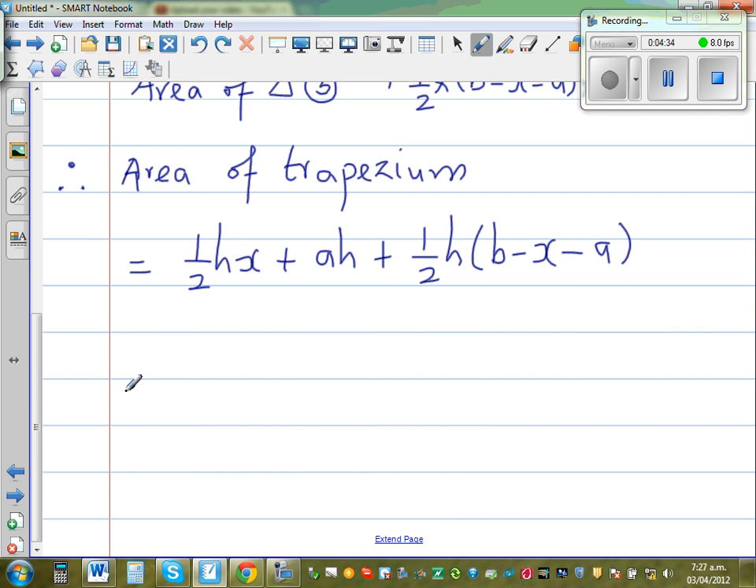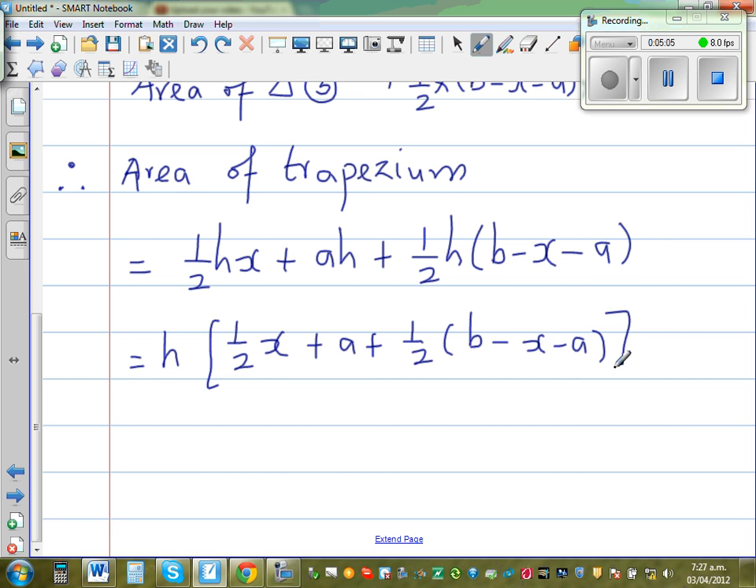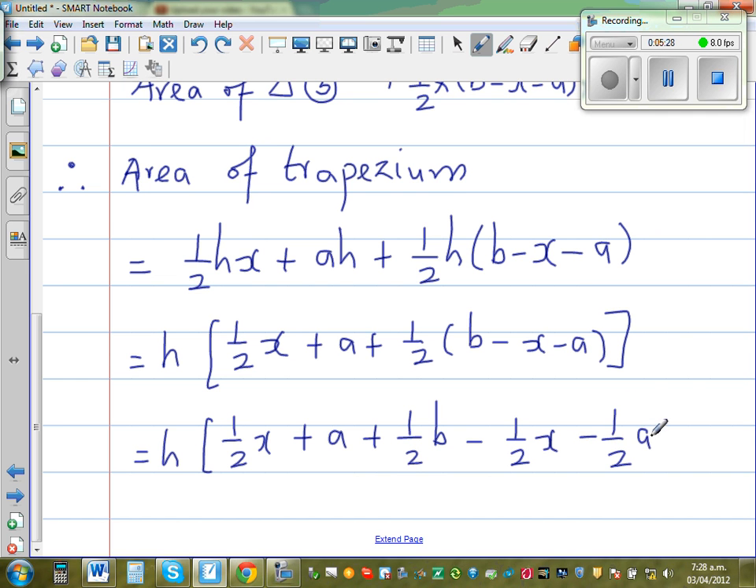There's a little bit of algebra here, so let us expand this. You can factor out the h here. If you factor the h out, what do you have? You have half x plus a plus, h is already out, half times, let me do one more step, b minus x minus a. I'm doing more steps so that you understand. So your h is out, so this is half x plus a plus half, distributing this, half times b is half b, minus half x, minus half a. I'm just distributing.